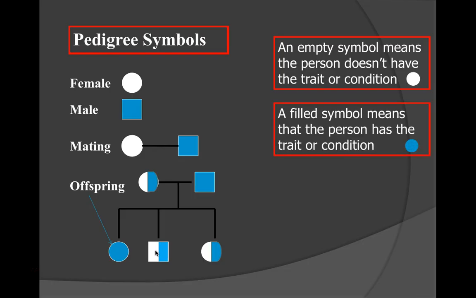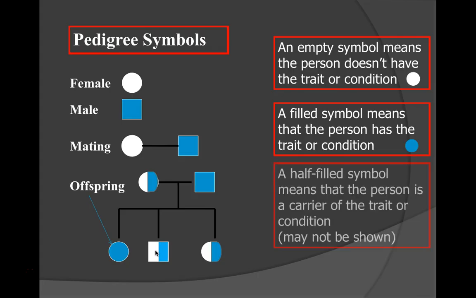If a symbol is filled completely, that means that they do show that trait or condition or disorder. So if it's a recessive inheritance, then they are automatically recessive. If it's a dominant inheritance, then they are dominant. Whether they are homozygous dominant or heterozygous, you'd have to figure that out by looking at the family members around them. But if that square or circle is filled in, then that means that they have the trait or condition.